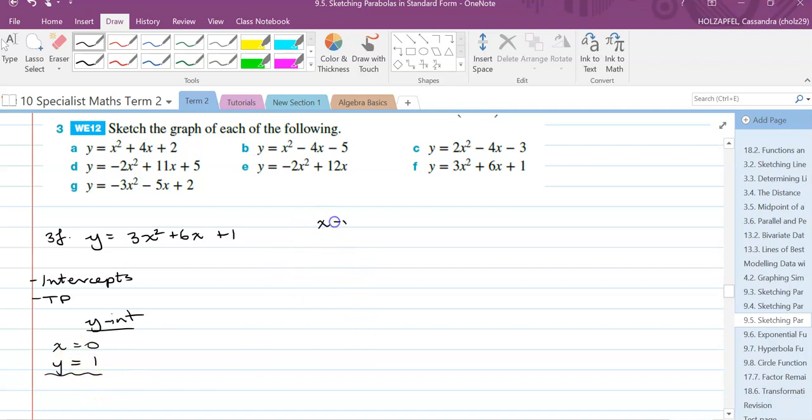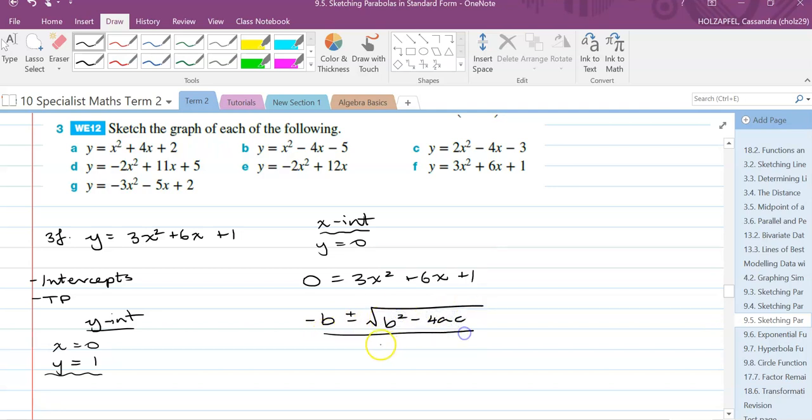Okay, so let's go ahead and find our x-intercepts now. So our x-intercepts is when y is equal to 0. So 0 is equal to 3x squared plus 6x plus 1. Now, I don't know what completing the square is. I don't know what factorization is. I'm just going to go ahead and use the quadratic formula. So negative b plus or minus square root of b squared minus 4ac all over 2a.